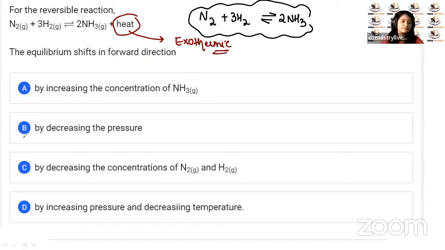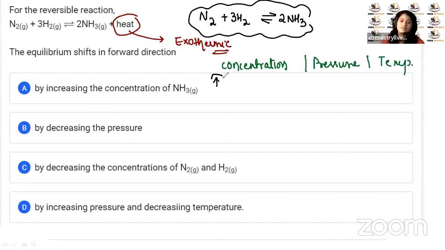Now, as we are talking about concentration, pressure and temperature here, what happens when you increase the concentration? When you increase the concentration, Le-Chatelier's principle will try to... what happens, children?